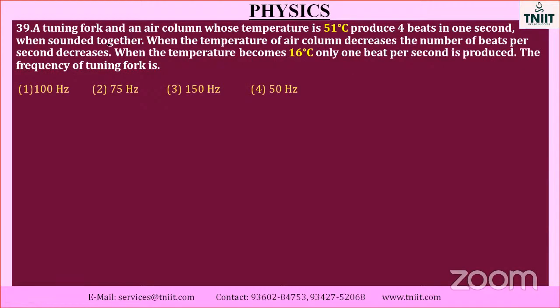There is a tuning fork and an air column whose temperature is 51 degrees Celsius, producing 4 beats in 1 second when sounded together. When the temperature becomes 16 degrees Celsius, the number of beats decreases, and only 1 beat per second is produced. What is the frequency of the tuning fork?